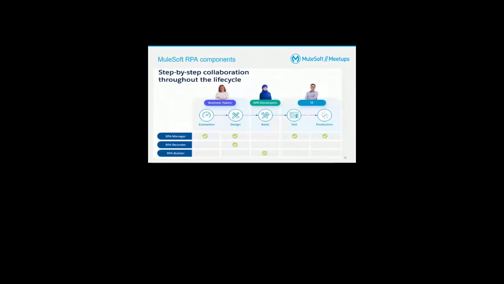Now, what are the components of MuleSoft RPA? We have mainly three components: RPA Manager, RPA Recorder, and RPA Builder. In RPA Manager we have all these things like evaluating the process, designing the process, testing, and production. Then we have the RPA Recorder, which simply records everything, like recording your screen and creating a design for that. Then we have the RPA Builder. All the build part we need to complete in this RPA Builder.